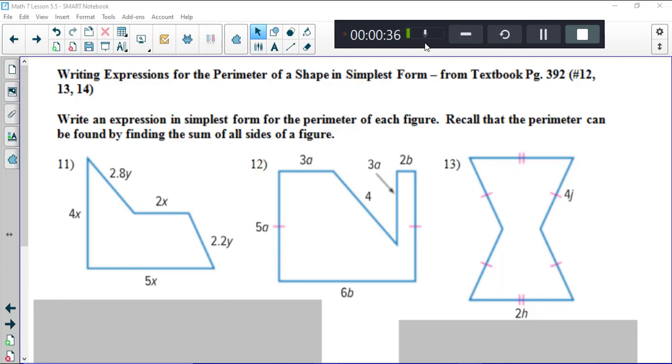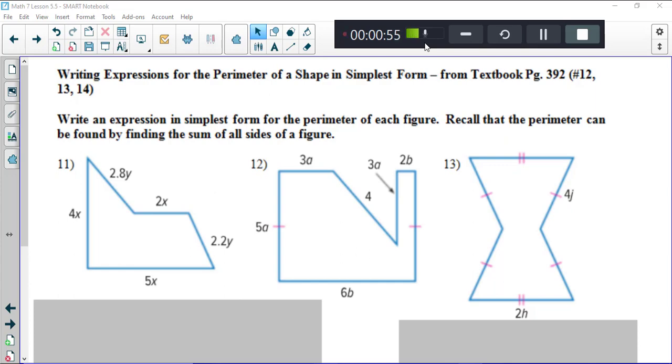So the directions ask us to write an expression in simplest form for the perimeter of each figure. And I want you to recall that the perimeter of any shape can be found by finding the sum of all sides of a figure. So we have special formulas for rectangles and squares, but when it's not just a rectangle or square, we don't have to break the shape apart in any sort of way.